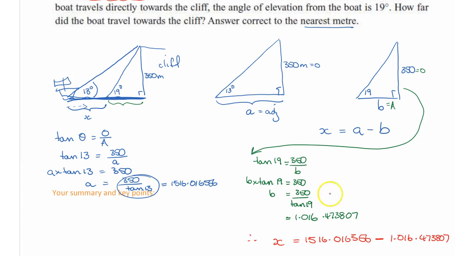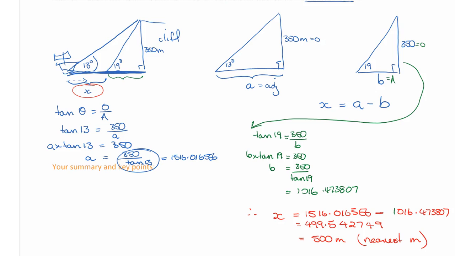You can see then that we know how much is left to go, so how far they've travelled is the difference between the two. So x is the 1516, the bigger distance. That shouldn't have a decimal point in it. And doing the subtraction, we get 499.54, etc. It asks for the nearest metre. That 5 means this rounds up to 500. So the boat travelled 500 metres.